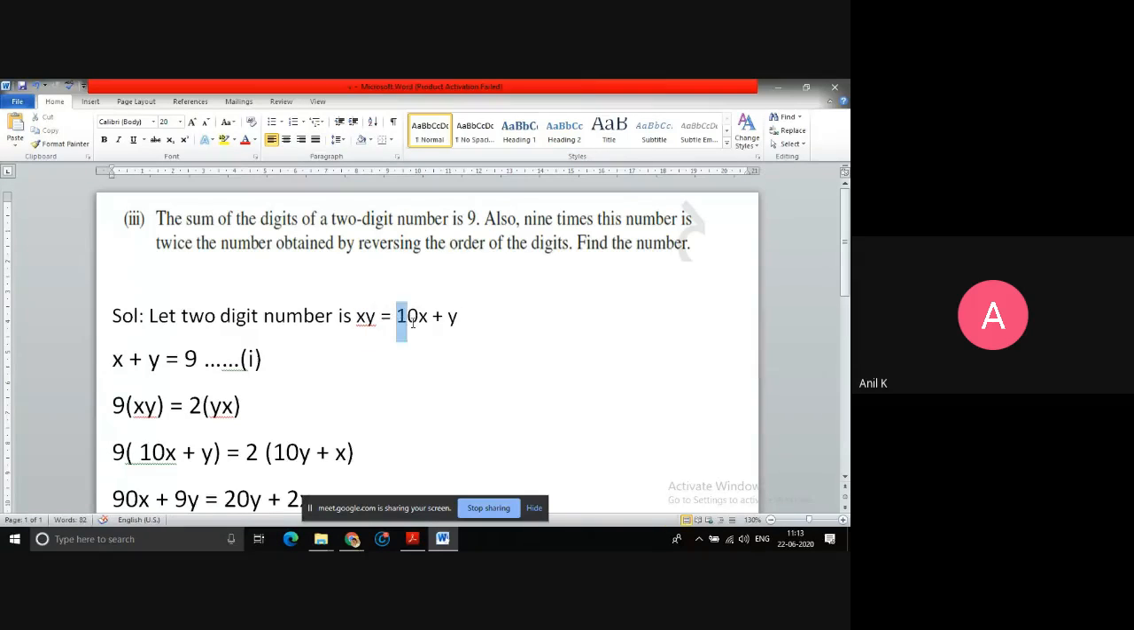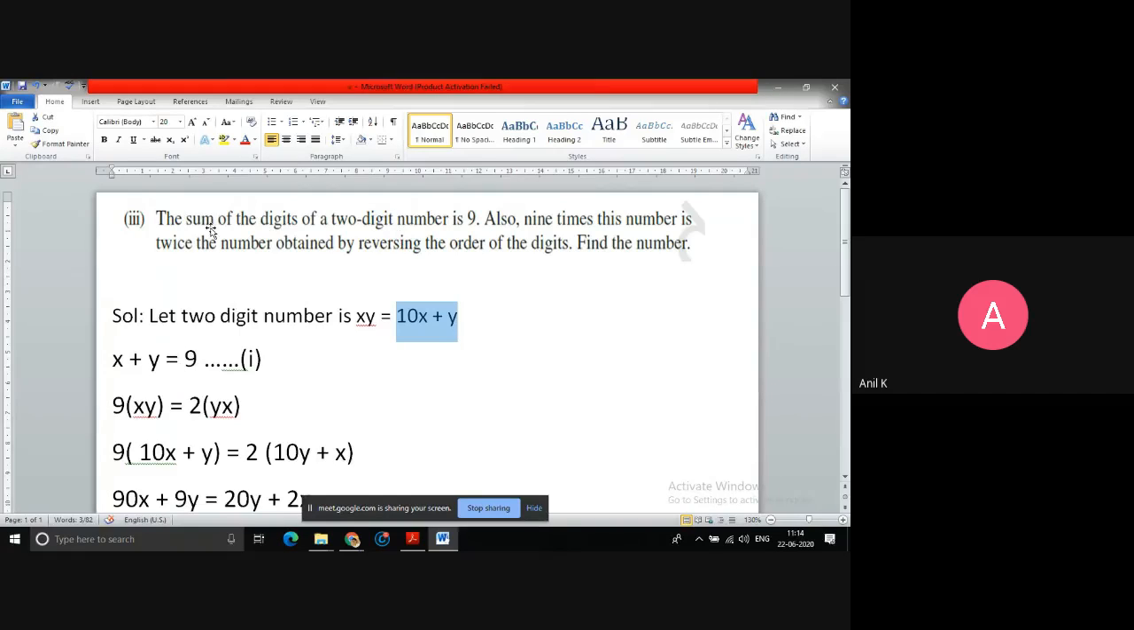So I can write this as 10x plus y, because if it is in the tens place, it will be multiplied with 10. If it is in the hundreds place, it will multiply with 100. If it is in the unit place, multiply with 1. So xy can be written as 10x plus y.